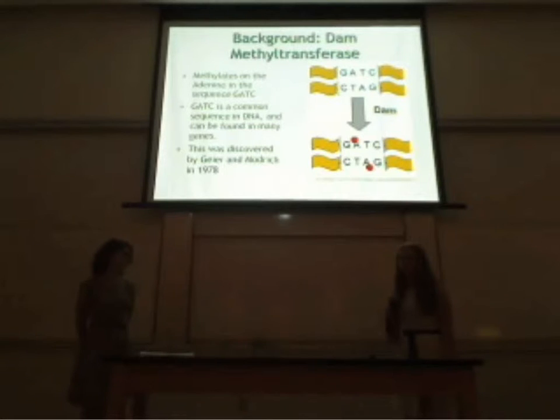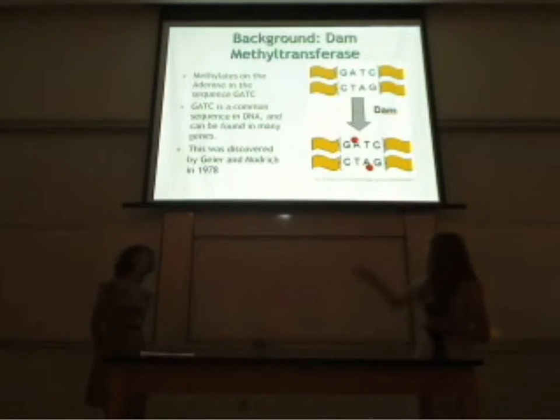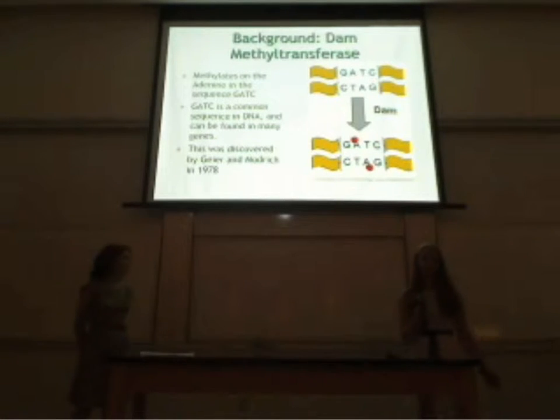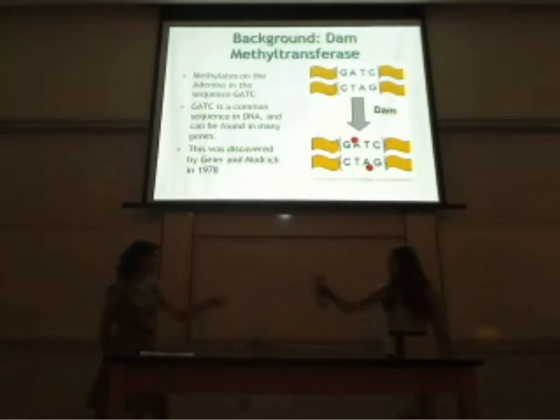So the protein that methylates the DNA is called a methyltransferase protein. And the type of methyltransferase that we use is DAM methyltransferase. It's naturally occurring and is coded for by the DAM gene. It methylates on the DNA sequence GATC on the adenine. If you can see the methyl group in red there. And this has been discovered for a while. The sequence that it methylates on was discovered in 1978.